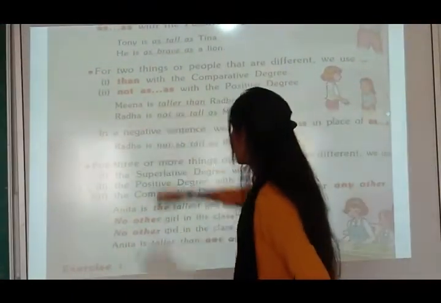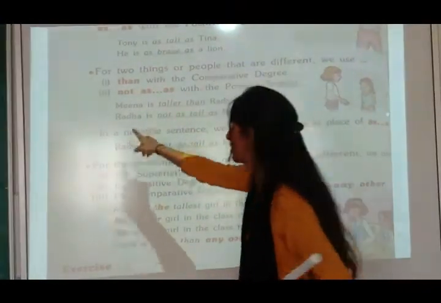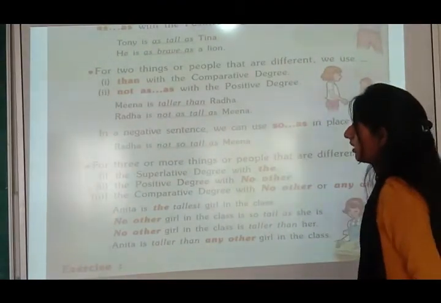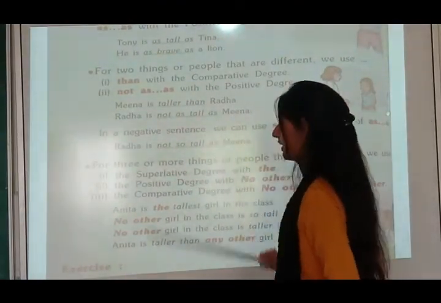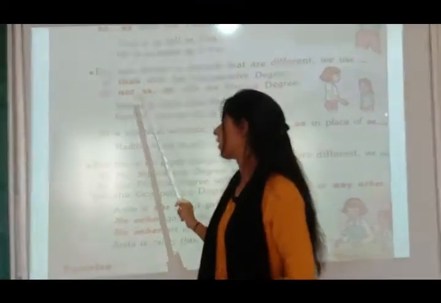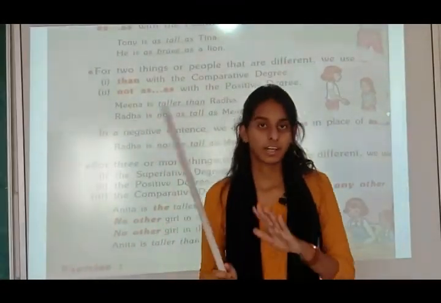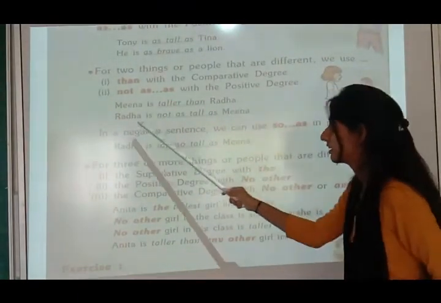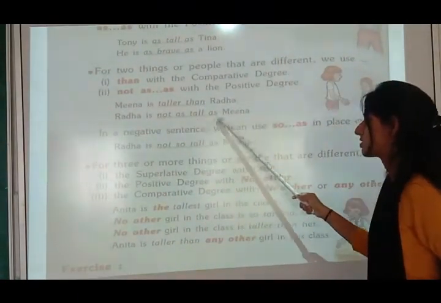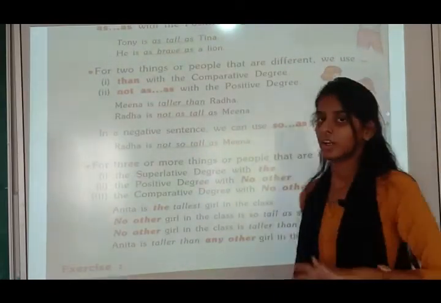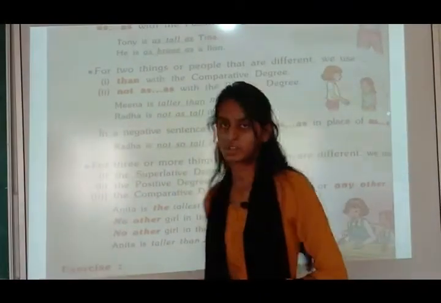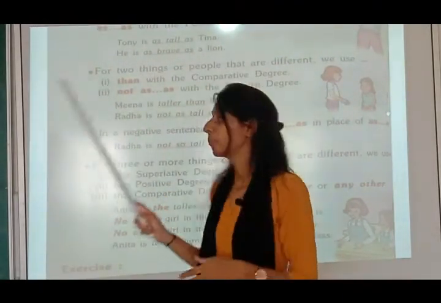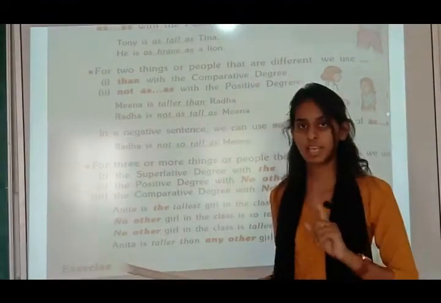Here "taller" is a comparative degree. Now see, Radha is not as tall as Meena. Here it is positive degree, so we have used "not as". Here Radha was the last word, but now Radha is not as tall as Meena. If we write that Radha is not as tall as Meena, it means that Meena is taller. Both sentences have the same meaning.